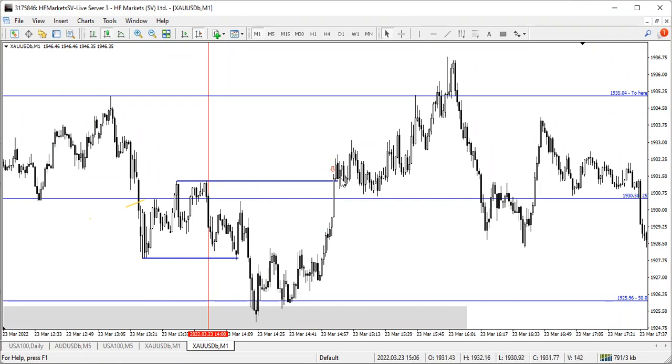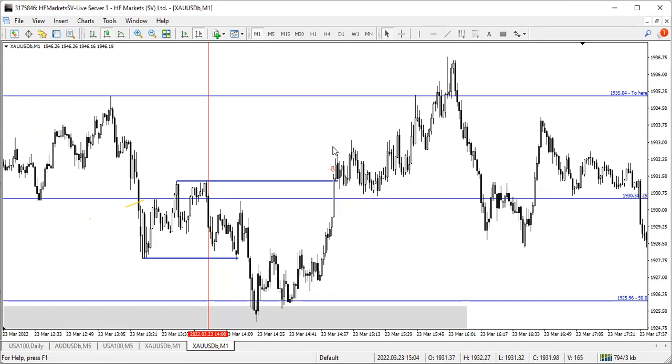So price did this. There's no order block inside here that you can trust to buy, because none of these order blocks broke above a high. So if you saw this and bought this when this is coming back down, then you're crazy.